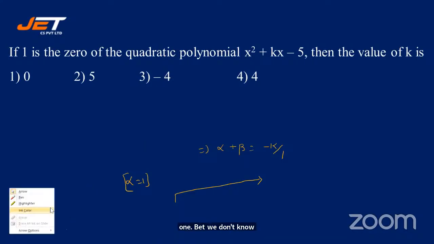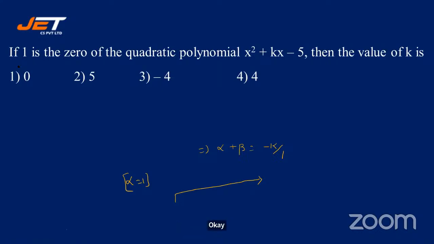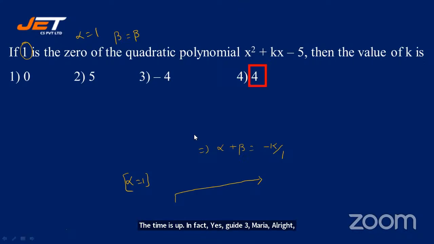Okay. So your time has already started. So quickly work it out. See, if 1 is a 0, it means 1 is a 0 of the polynomial. So you're taking alpha as 1. Beta, we don't know. So let us assume beta to be beta only. Now with this, you can find out. All right, let's see how many are giving me the right answer. The time is up. In fact, yes, Gayatri, Rahul, Riya, Akhilesh. All right, so almost all are giving me option 4 as the correct answer.